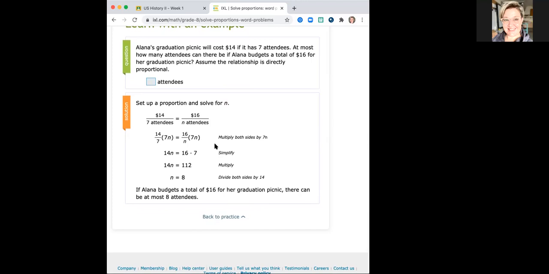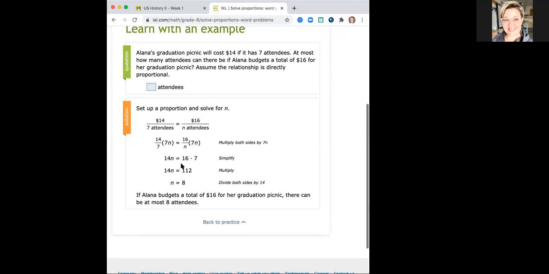Okay, so what we can do first is we could in our mind maybe figure this out. But there's another way we can do it if we go through and do the math. So we're going to talk about both of those options. So in this case, this looks confusing the way that it's written with multiplying each side by 7n, but really all you're doing is that cross multiplying that we practiced before. So you're taking 14 and multiplying it by n, and you're taking 7 and multiplying it by 16. Okay, so we're going to do 14n equals 16 times 7.